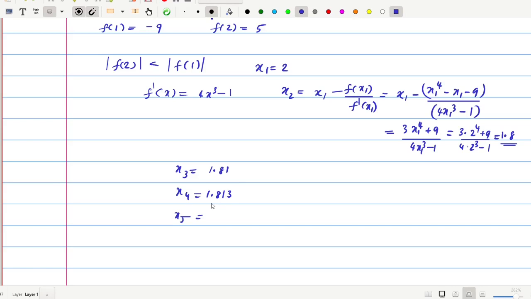So you need not worry about x5. Follow this procedure and try to find the solution correct up to 3 decimal places. You continue this process, and if you get two consecutive approximations for which the first 3 decimal places are the same, then you can conclude with that answer. This is the root of our equation f of x equal to 0. So this is the way we use the Newton-Raphson method to evaluate the roots of an equation.